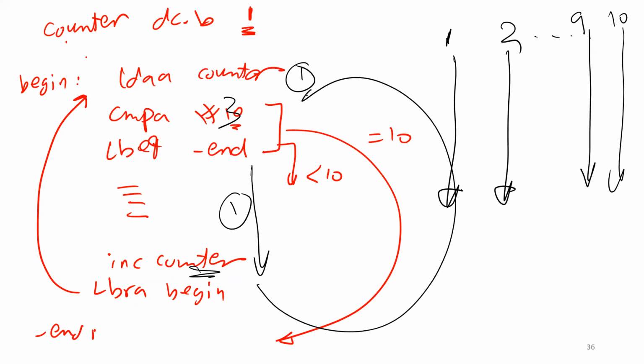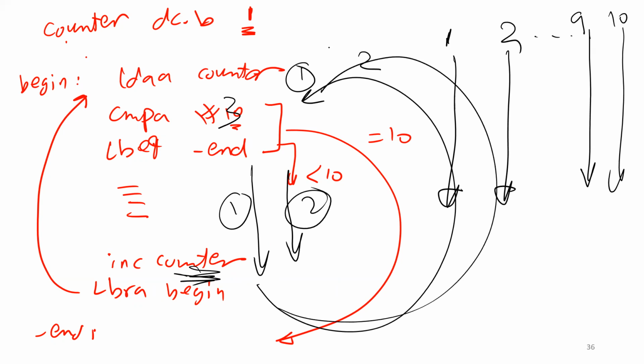So go back to here. Now counter is 2, right? I'm going to compare 2 to 3. Is that equal? No, it's not equal. So I'm going to make a second iteration here. So this is the second one. And then I'm going to increment. So now it is 3. Is that equal to 3? Yes, go outside.